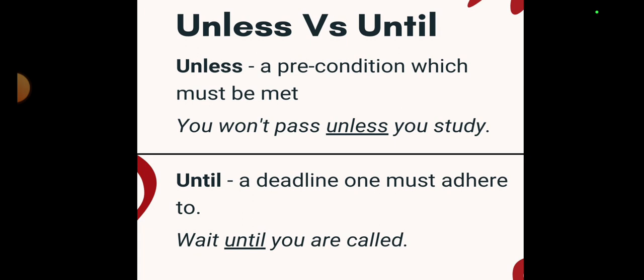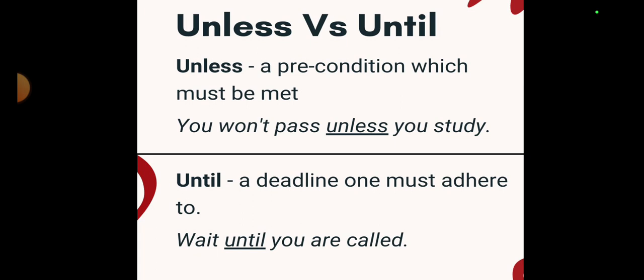Okay, so see the sentence. You won't pass unless you study. And see the last example. Wait until you are called means you have to wait. You are bound to wait until you are called.